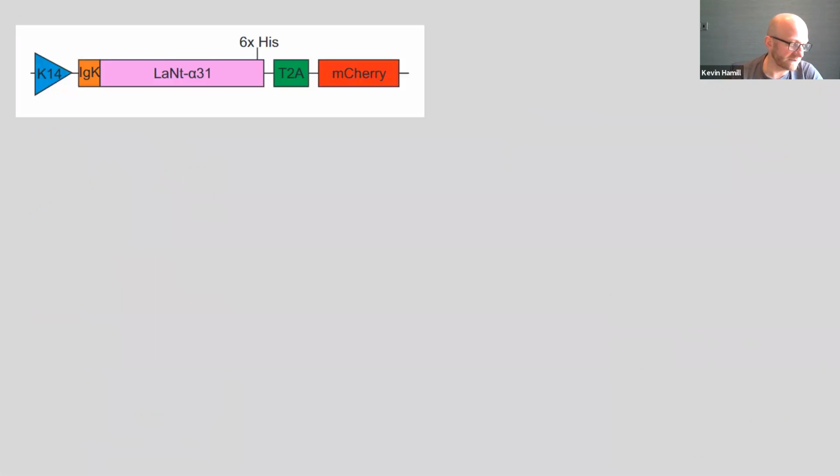So my first PhD student, Valentina Iorio, who some people will remember, in her final period of her PhD, in her last year, we made a mouse where we had a keratin 14 promoter driving the immunoglobulin kappa leader sequence, which is followed by the full-length human LaNt alpha 3-1, a T2A sequence, and an M-cherry. So what this means is you have pretty much epithelial-specific expression of the LaNt protein and the M-cherry, because this T2A element allows 2 proteins to be produced from the same gene, basically. So this gets cleaved here. So it's an untagged protein apart from the histidine tag on the end.